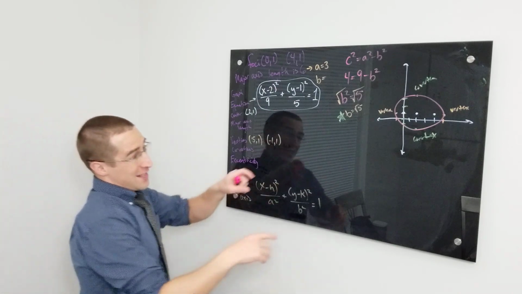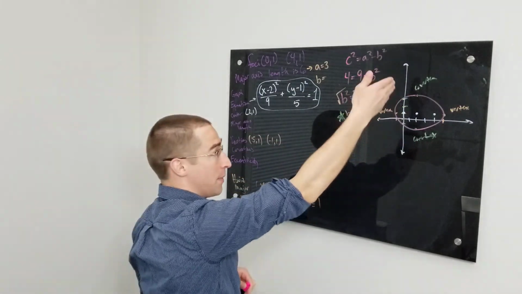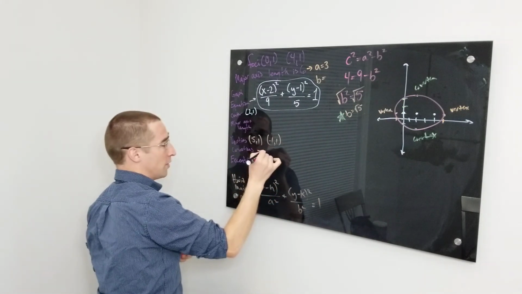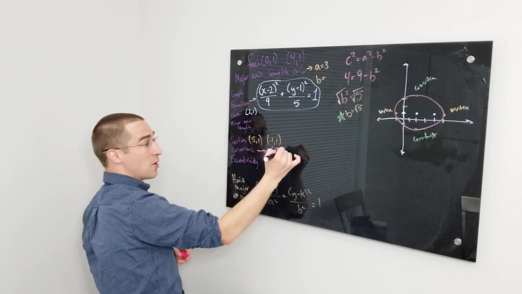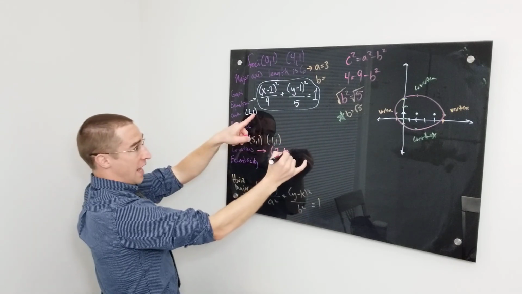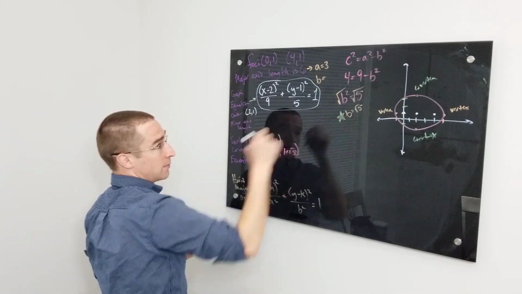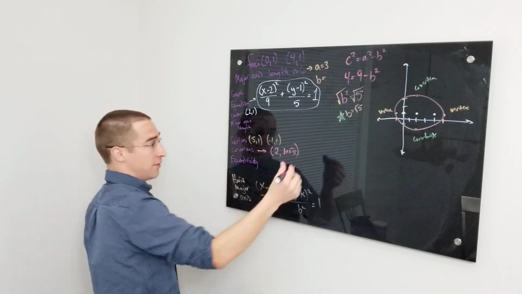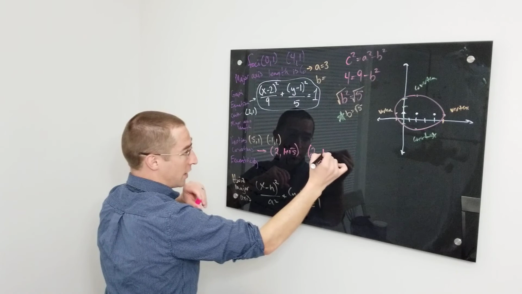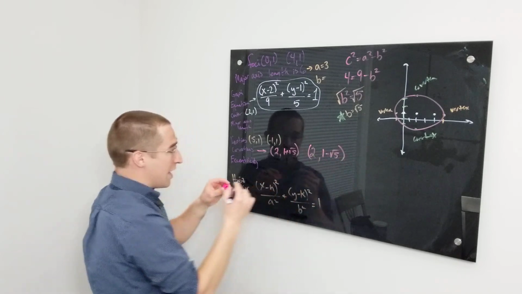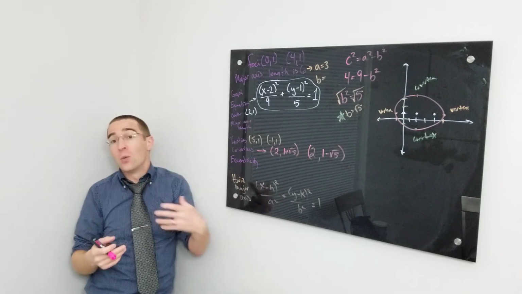Now, where exactly are these co-vertices? Well, the x number is the same as the center. So for the co-vertices, we're going to use the x number of the center, and then we're going to use the y number of the center, and we're just going to add the b value to it. So we go plus square root of 5, and then I'm going to use the y value again, minus the square root of 5. And because we're using square root of 5, we can just leave it like that. 1 plus root 5, 1 minus root 5.